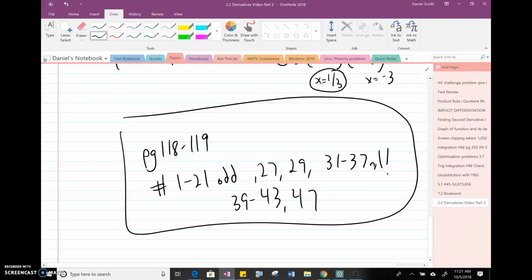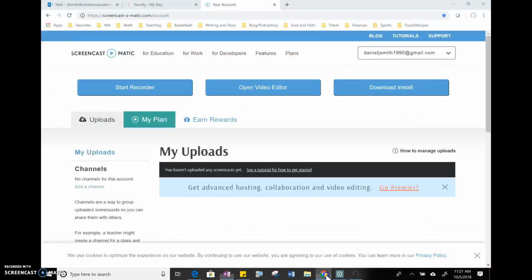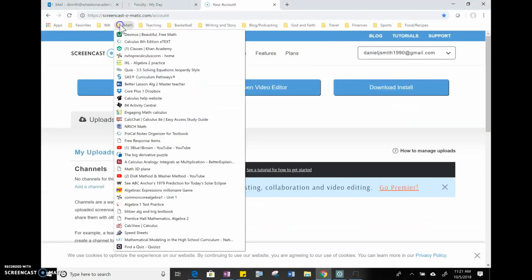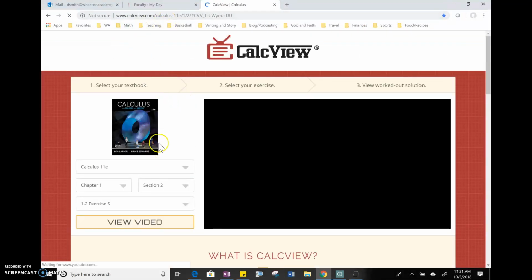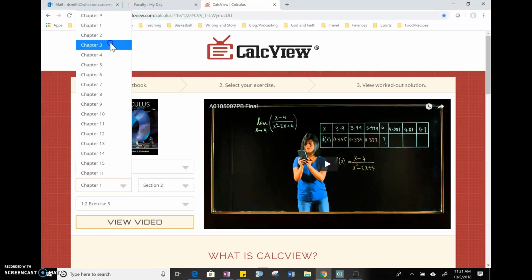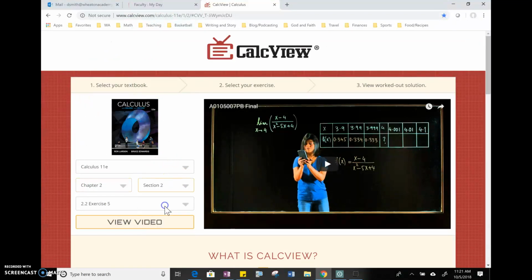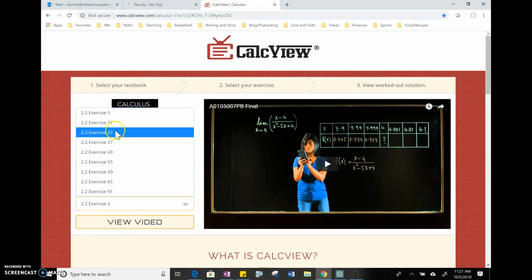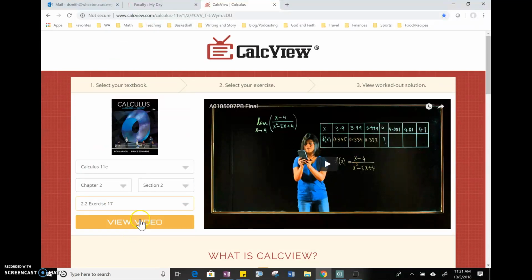And remember, when you're looking at the textbook, if you see a problem in red, make sure you go to math, you go here, Calc View, and you click on our calculus book, and you can go down to chapter 2, section 2, exercise whatever, and you can watch a video of that particular problem. Okay, so use Calc View, use Calc Chat, use your neighbors, use your textbook.